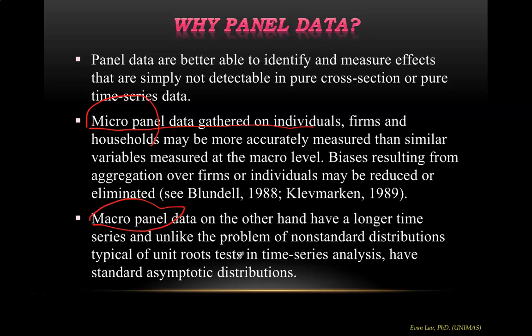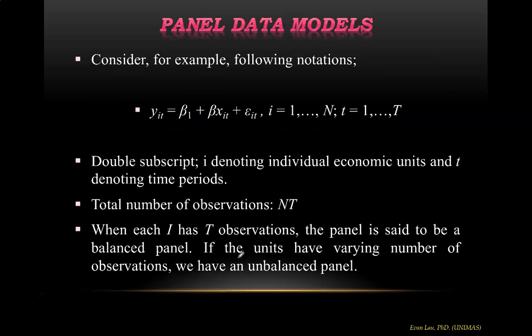So the micro panel looks into the bigger cross section, while the macro panel looks into the bigger time series. For example, if you see this equation, i and t, i normally refers to cross section, t normally refers to time series. So if you combine both, it's called panel, right? So here total observation is, as I already mentioned to you. So here we consider that a balanced panel.